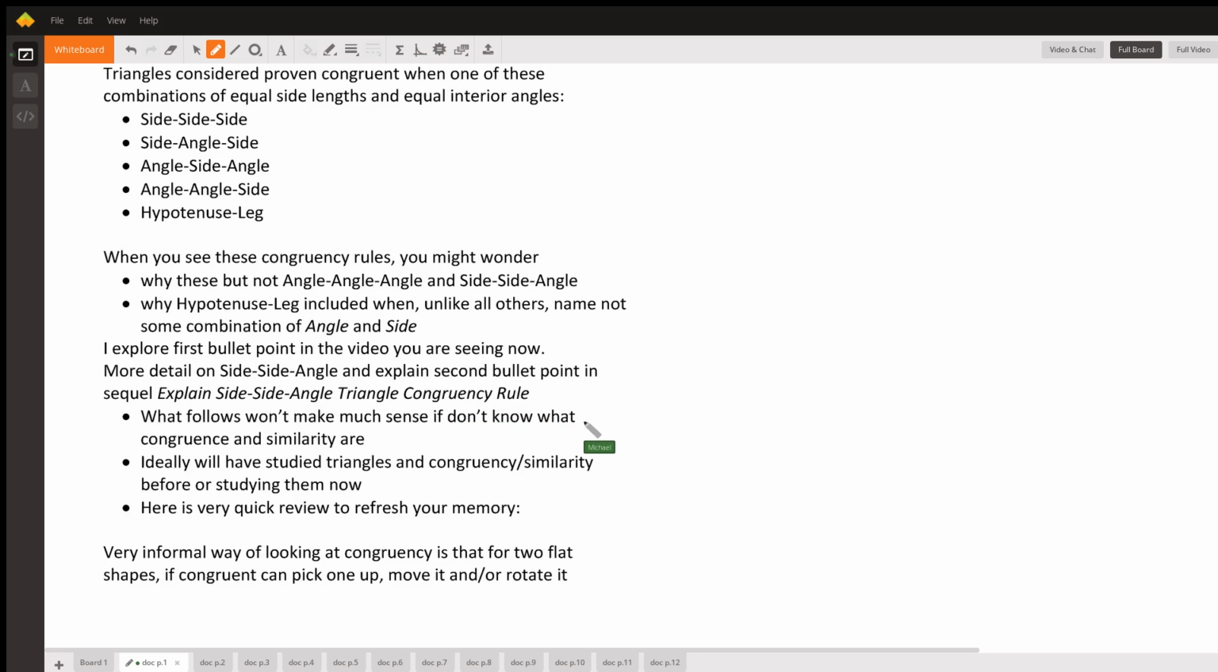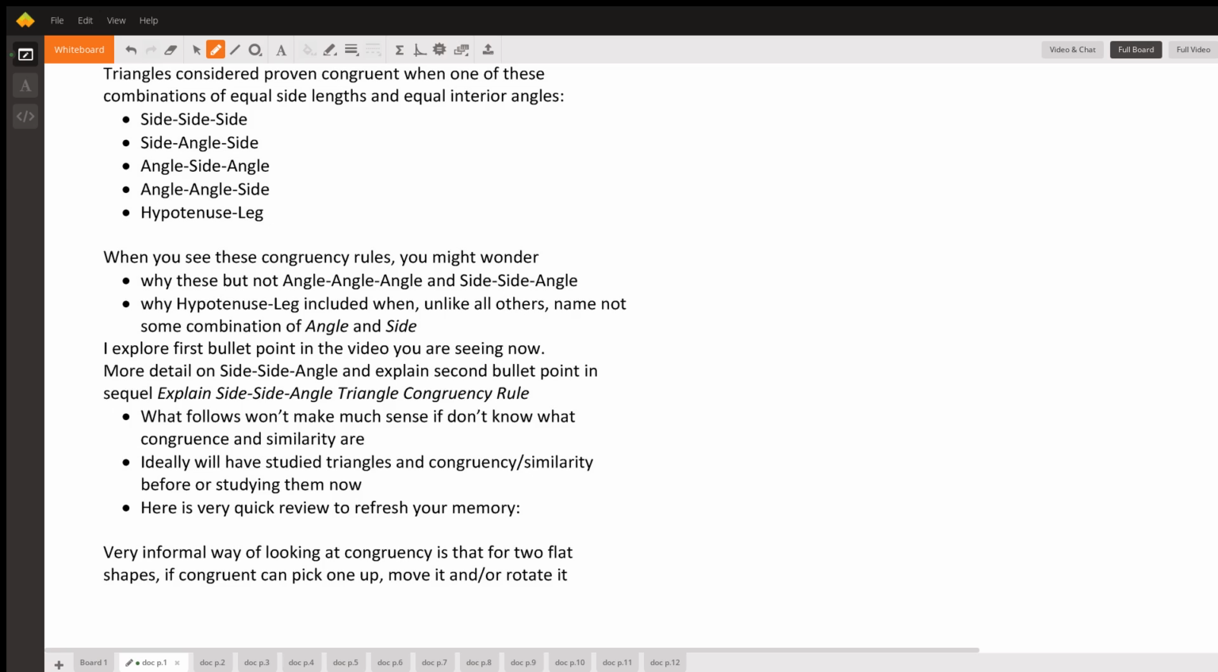So what follows won't make much sense if you don't know what congruence and similarity are. Ideally, you'll have studied triangles and congruency and similarity before or be studying them now. But here's a very quick review to refresh your memory.